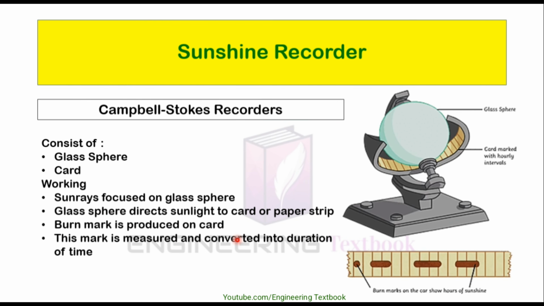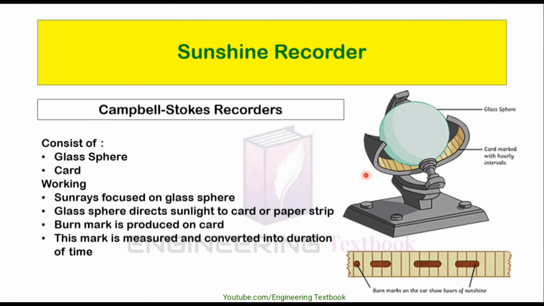Here is the complete construction of the sunshine recorder. Mostly the sunshine recorder is of the Campbell-Stokes type. This is one type of sunshine recorder. It consists of a glass dome or a glass sphere and a card marked with hourly intervals, also known as a paper strip. And this is the base to mount the sphere and the card.